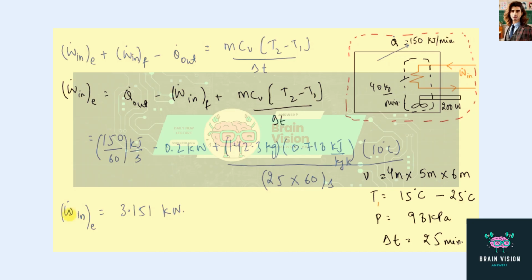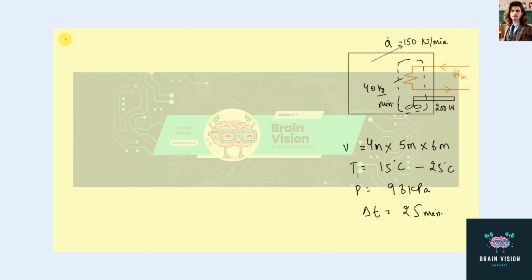Now next we'll be solving the B part. In the B part, we have to tell the temperature rise that the air experiences each time as it passes through the heater. So for that we'll be considering this as our system. That is, the duct we are assuming to be our system. Now here also we'll be applying the energy balance equation on the duct.